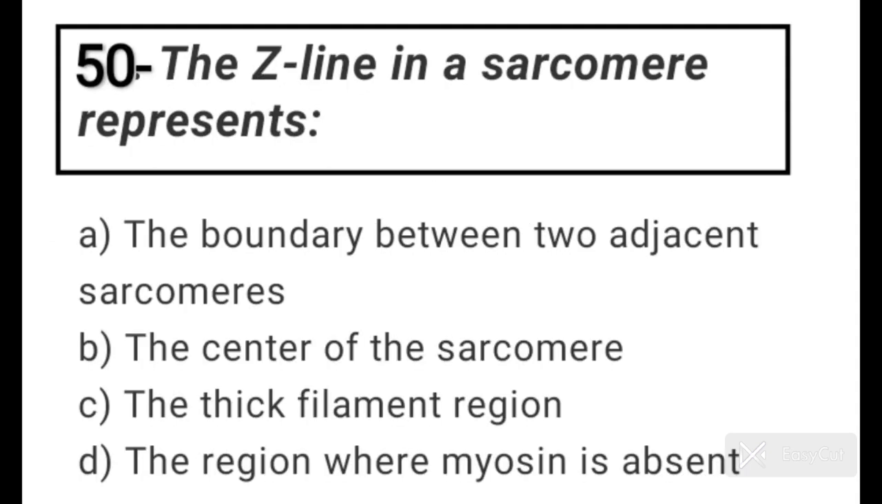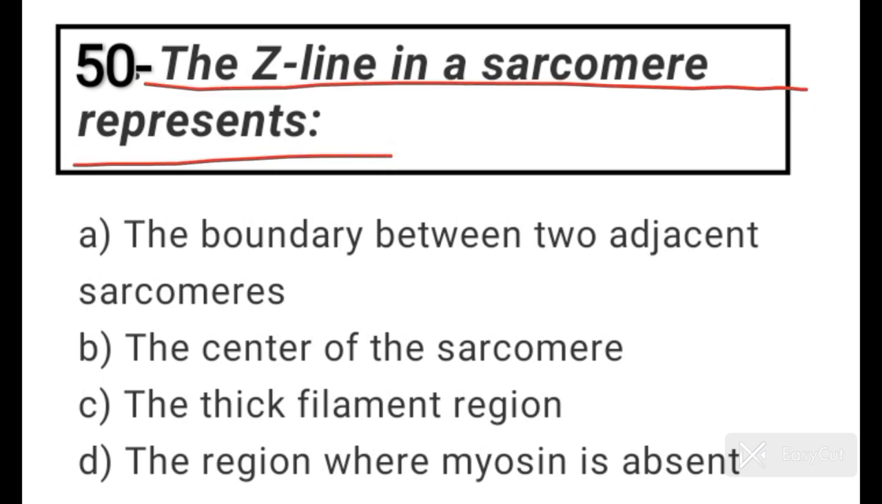Now come to the last question of this chapter. The Z line in a sarcomere represents. So in the center of each I band, there is an elastic band called Z line which bisects the I band. So option A is correct for question number 50.